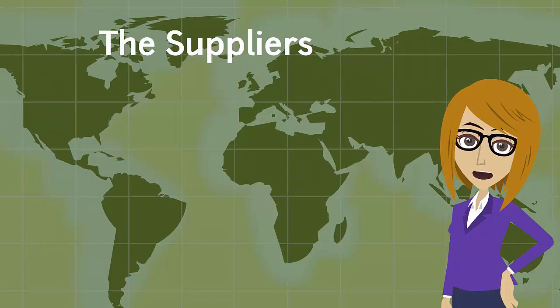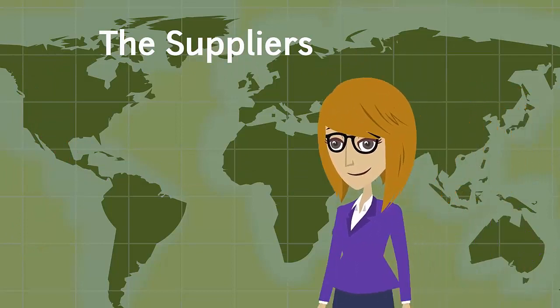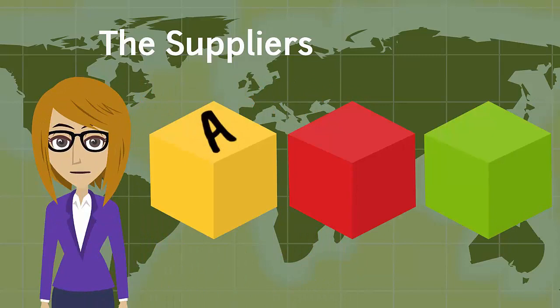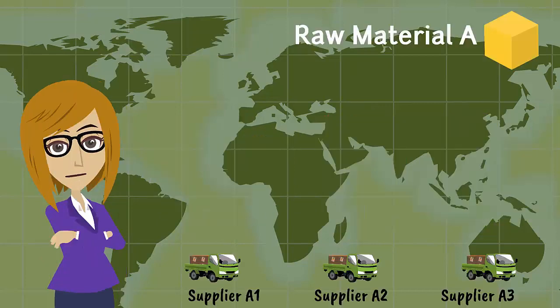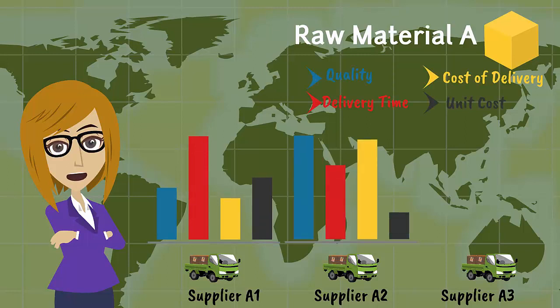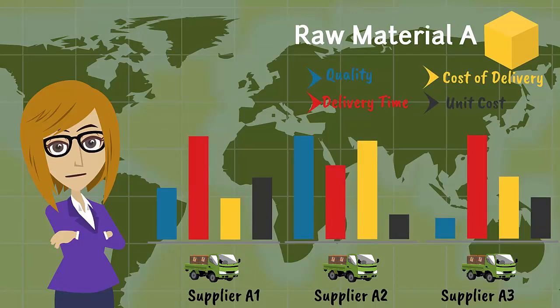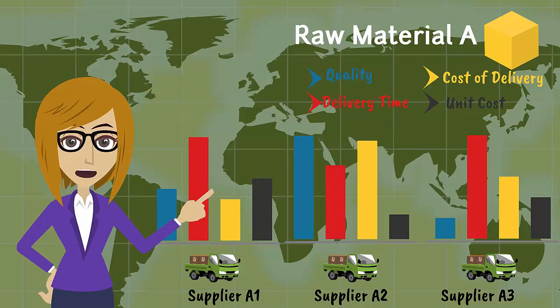We will start by talking about suppliers. We work with 3 different types of raw materials. For each type of raw material, we have selected 3 different suppliers. For example, for raw material A, we have supplier A1, supplier A2, and supplier A3. Each of them has been qualified in relation to 4 different items: quality, delivery time, cost of delivery, and unit cost. The details of these scores will be found in the simulator.